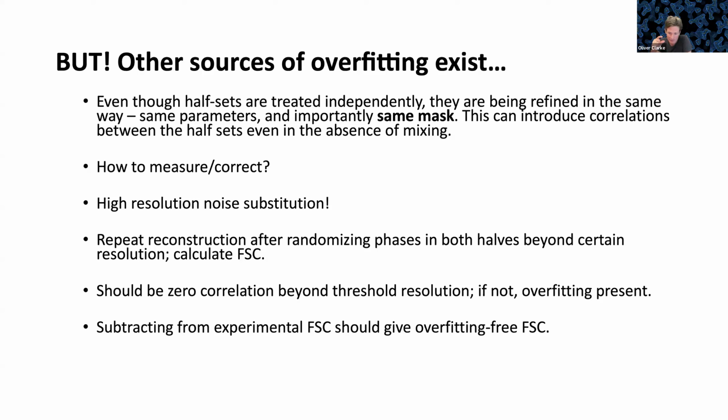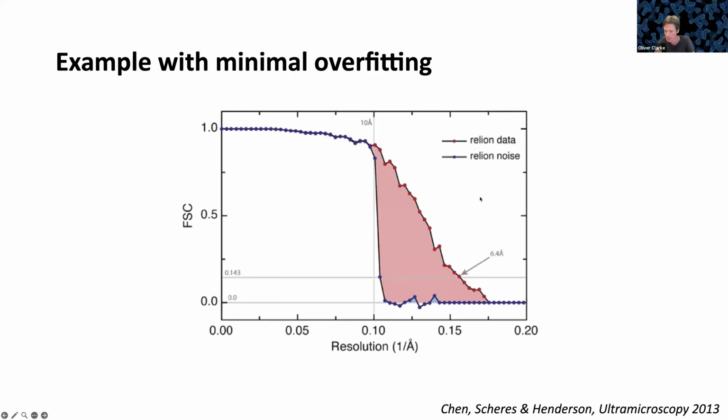Then if you subtract that FSC from your experimental FSC, that gives you what we call the high resolution noise substituted FSC, or the overfitting free FSC, or in cryoSPARC, what's called the corrected FSC. Here's an example with minimal overfitting, where the original FSC goes out to this resolution. We've chosen a 10 angstrom cutoff for noise substitution. Now you can see there's a tiny bit of correlation beyond the cutoff, but not very much. It basically zeroes out, right?